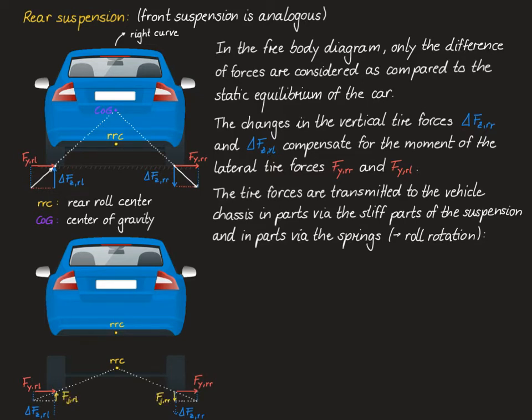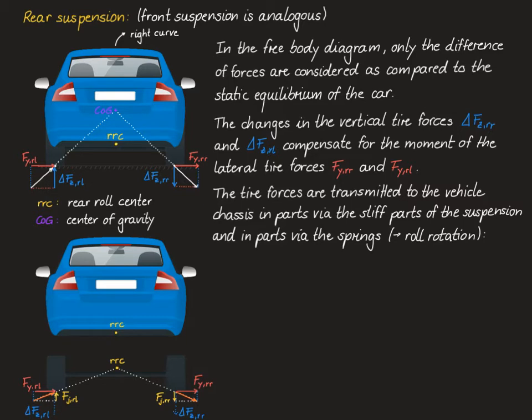The fraction of the vertical force that goes through the stiff part of the suspension and hence causes no body roll is constructed by drawing a line from the rear roll center to the midpoint of the rear wheel, and then the yellow fraction of the vertical force will be such that the combination with the lateral tire force points exactly towards the roll center, and hence it has no moment with respect to the roll center.